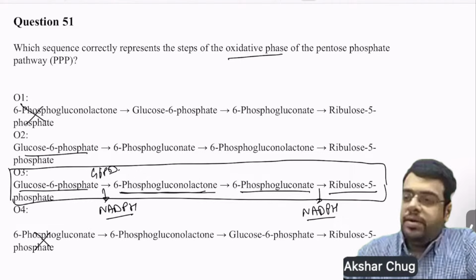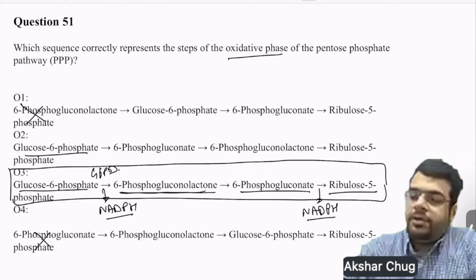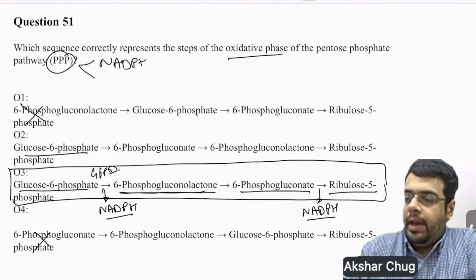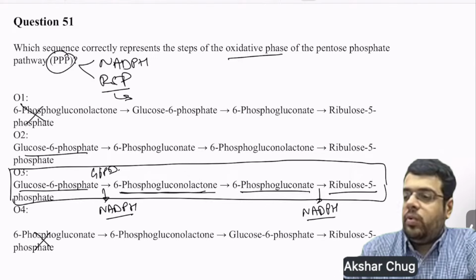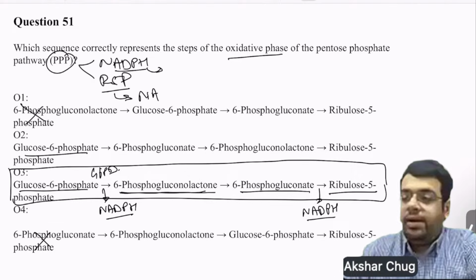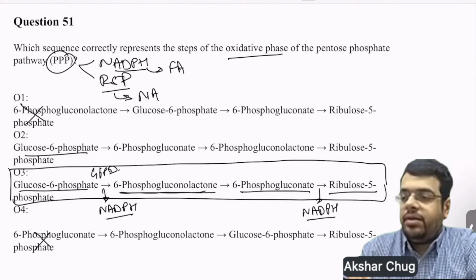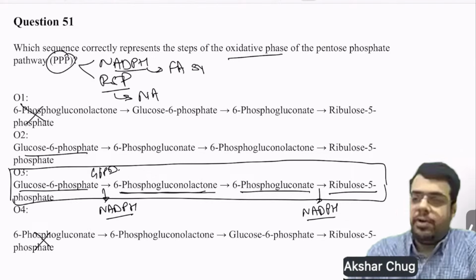Now the main sole purpose of this pathway is to generate two things, NADPH and ribose 5-phosphate. Ribose 5-phosphate would be utilized in nucleic acid formation, and NADPH would be utilized as a reducing equivalent in different processes of the body, such as fatty acid synthesis and fatty acid metabolism.